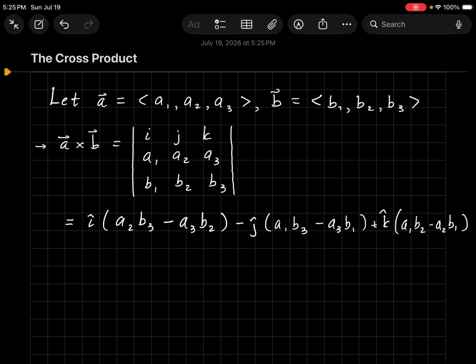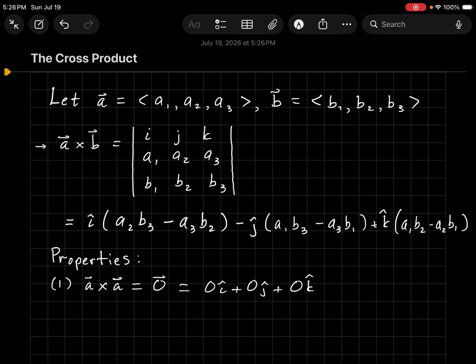Let's talk about some properties of cross products, some of the more common ones that you might see. So the first property we're going to talk about is what happens if we do the cross product of a vector with itself. Well, the cross product of a vector with itself is always the zero vector. That is, it would be 0i plus or minus 0j, doesn't really matter, plus 0k. So the cross product of a vector with itself is always the zero vector.